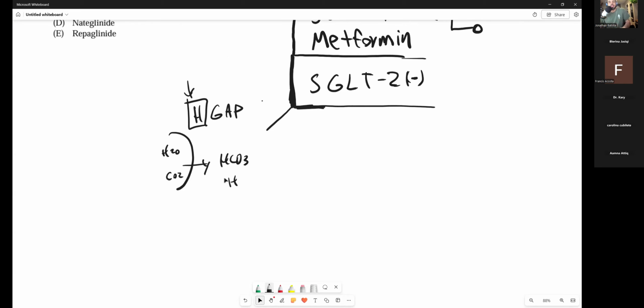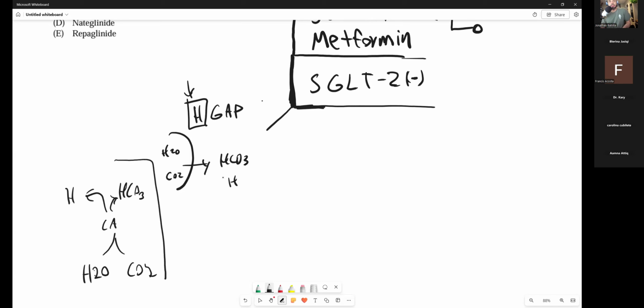The alpha intercalated cell. Remember, that's the cell that's also having carbonic anhydrase activity. That's the cell responsible for taking water and CO2, basically turning it into carbonic acid and then turning it into hydrogen and chloride. I'm sorry, hydrogen and bicarb. But remember, it does exchange chloride for the reabsorption.